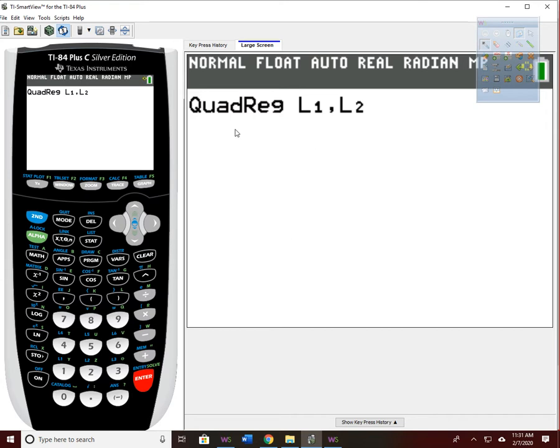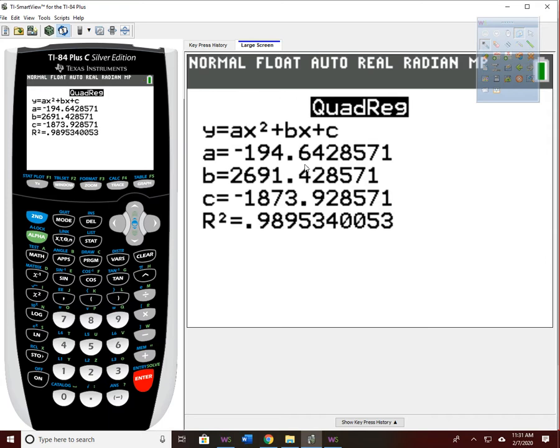So my A value, which is right here in front of x squared, is negative 194.6. We'll just go one after 6. My B value is 2,691.4, and my C value is a negative 1873.9. So I'm going to go ahead and write that equation.